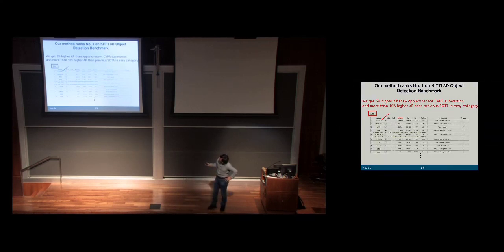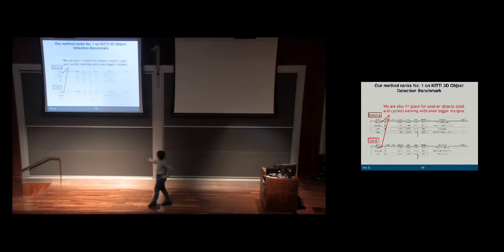We beat the companies like Apple and NVIDIA by a margin, especially for the smaller objects like the pedestrian or cyclist. We're obviously better than them, I think, with a margin of almost 10%.